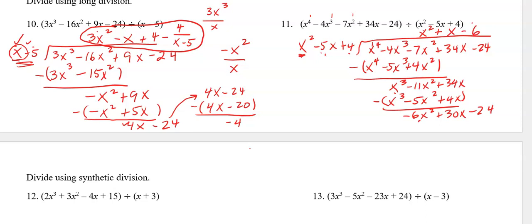Now multiply negative 6 times each one of these. Negative 6x squared plus 30x minus 24. If you subtract, I'm out of room, but you should see that we're going to have a remainder of 0. So this ends up being the final answer.